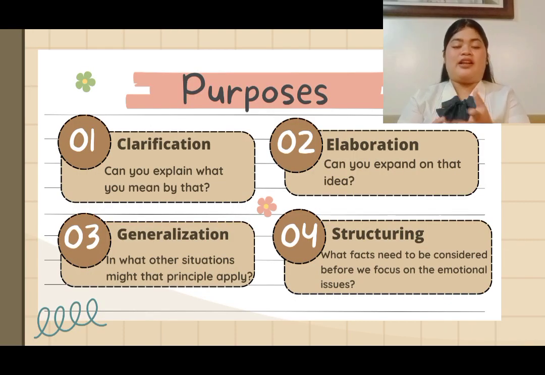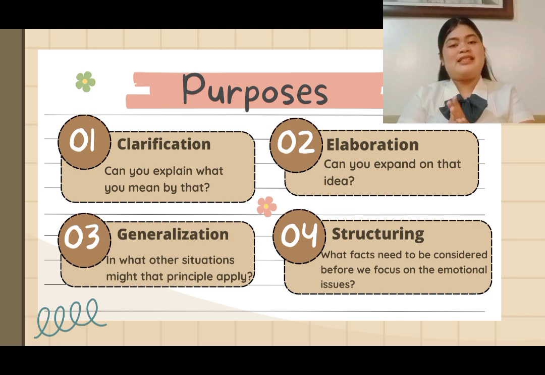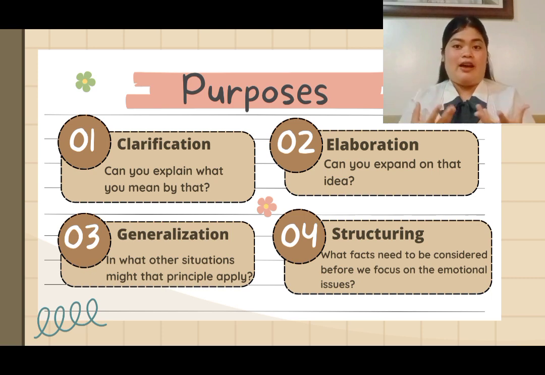First is the clarification. For example, can you explain what you mean by that? Here you try to clarify something about the topic or the idea of the learner. Next is the elaboration. For example, can you expand on that idea? You try to clarify or understand the idea given. And next is the generalization. In what other situation might that principle apply? So you try to get their general idea about that topic.